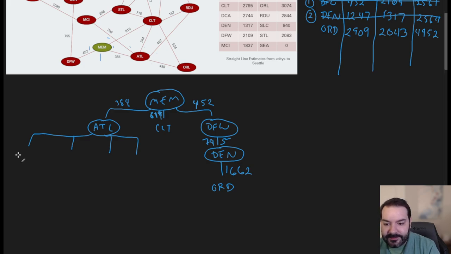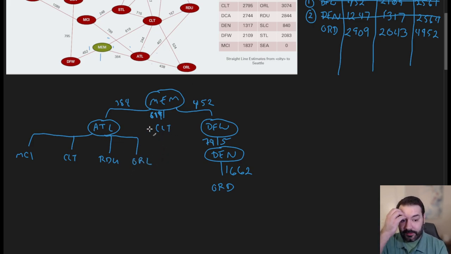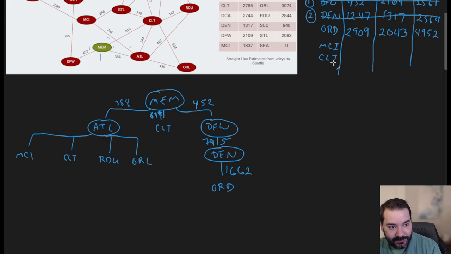Let's see. So Atlanta can go to MCI. Atlanta can go to CLT. Atlanta can go to RDU. And it can go to Orlando. You can see I'm already abandoning trying to keep things in alphabetical order here. Again, as you start reading these graphs, it gets a little harder to do it in alphabetical order. But either way, so we add in MCI. This is, again, why I like to include where I came from, because as you can see, we may start repeating ourselves, if you will. RDU, Orlando. Let me drop that line down a little bit.